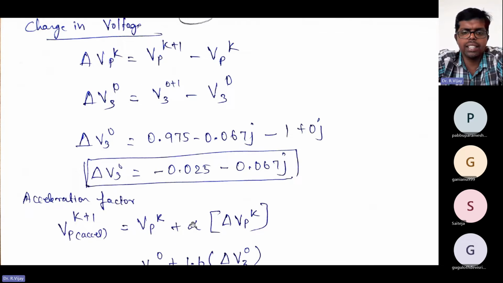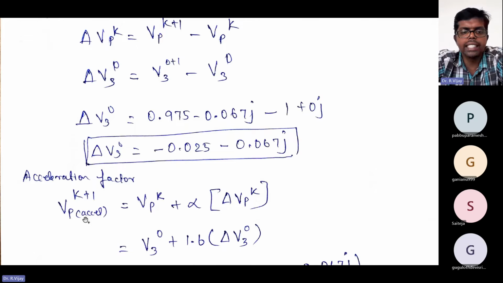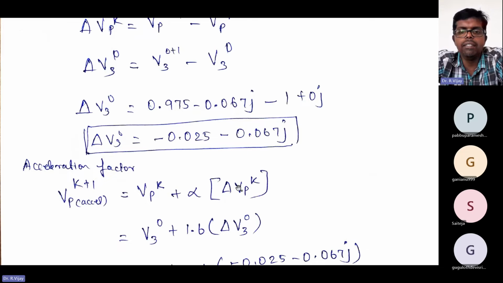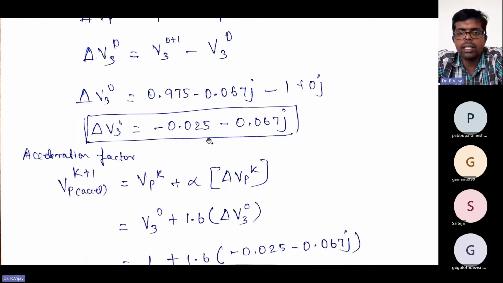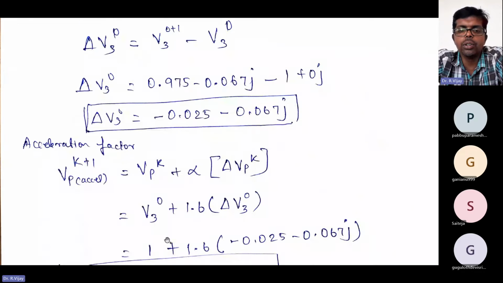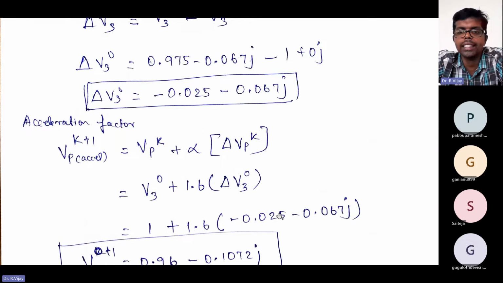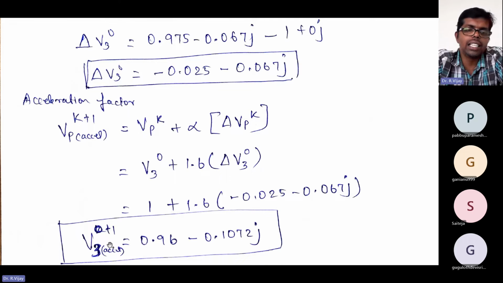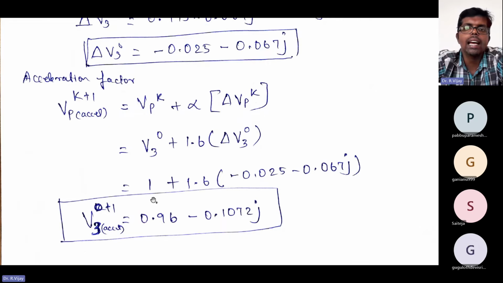Next, the acceleration factor, we are taking this 1.6. Next, the accelerated value or new value: Vp new K plus 1 is equal to Vp K plus alpha into del Vp K. Del Vp K we already calculated here. With that value, you just substitute V3 0 is 1 plus 1.6 into this particular value that you are simplifying. You'll get the answer, that is V3 accelerated 1 is equal to 0.96 minus 0.10720. This is the answer I got.